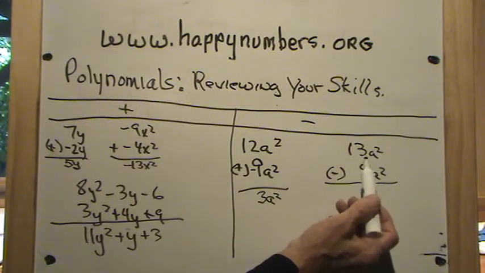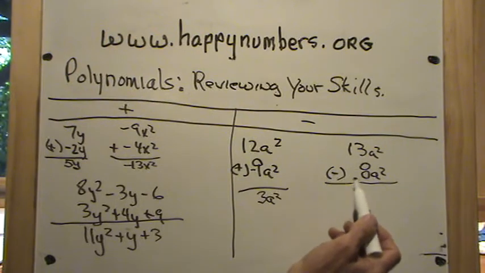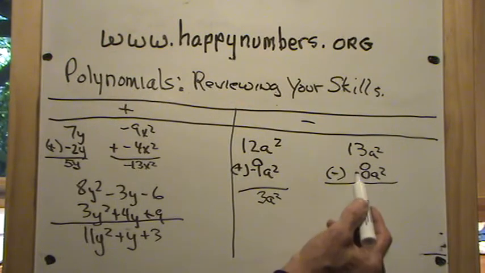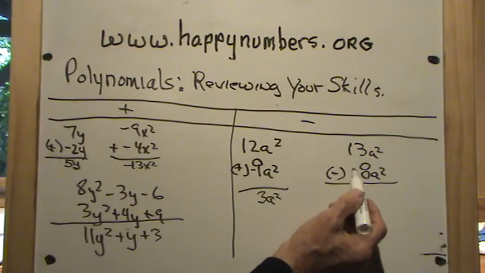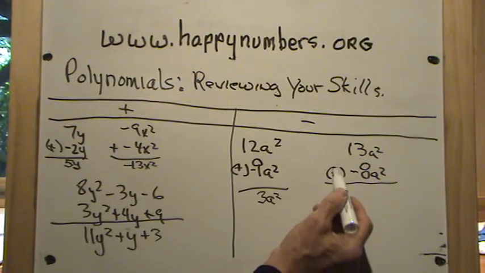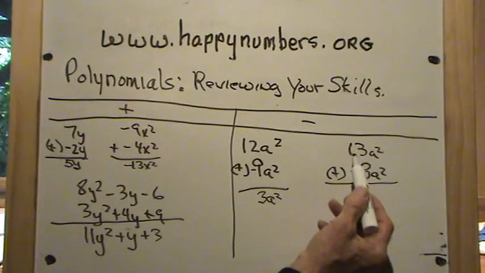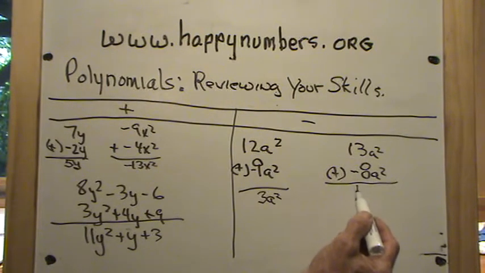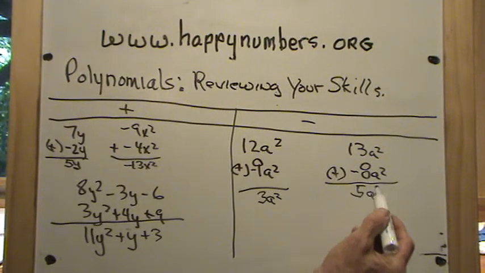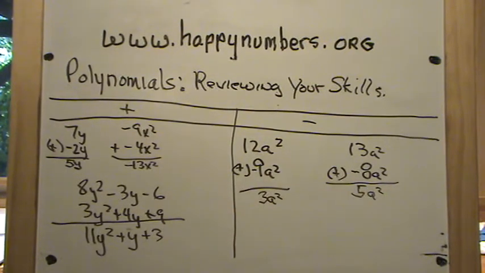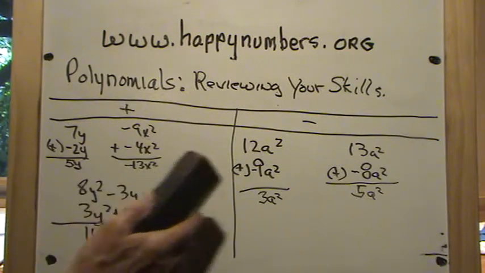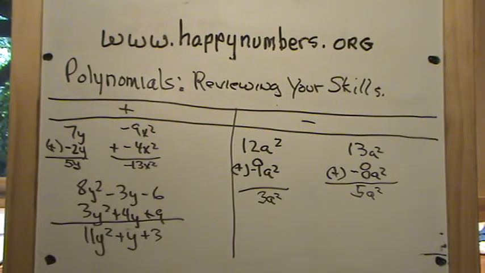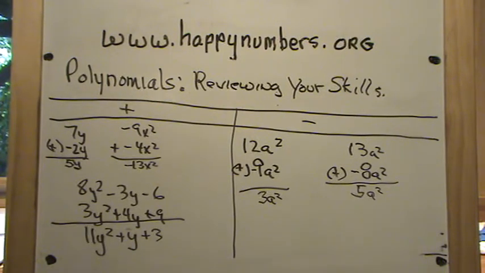Here we have 13a squared minus a positive 8a squared. If it's a positive 8, we know we have to change the sign to a negative and make the problem an addition. We have 13a squared and negative 8a squared, which would give us 5a squared. Well, excellent. If you've had any problems with the addition or the subtraction, I would recommend that you review the videos on addition and subtraction of polynomials.